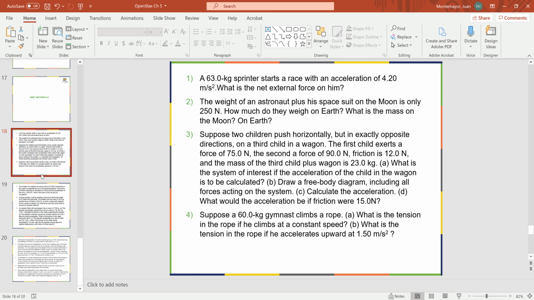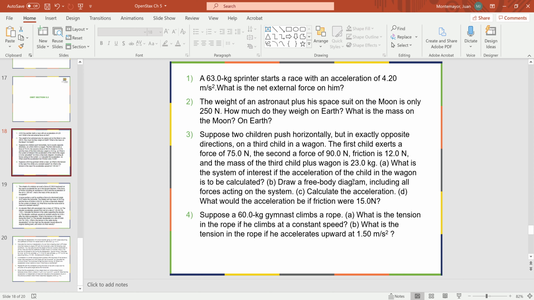So you have to draw your free body diagram. First of all, your system of interest is the third child on the wagon. You draw your free body diagram showing all the forces. So you have one force to the left of 90 newtons, one force to the right of 75 newtons, and then another force to the right of 12 newtons. And then you calculate your acceleration similar to the example that we went over with the 10 kilogram box. And what is the acceleration if the friction were changed from 12 to 15, as a simple substitution there.